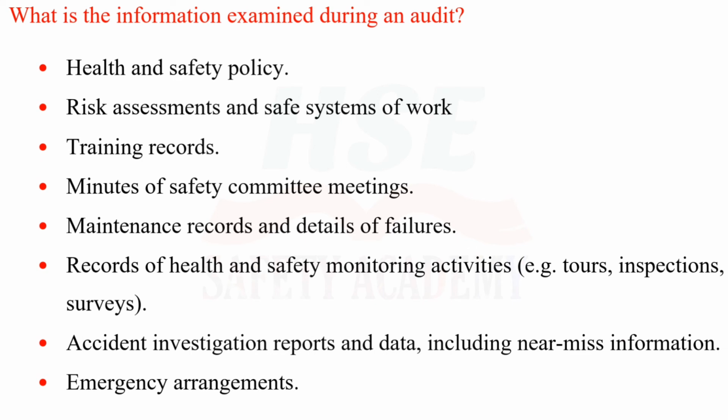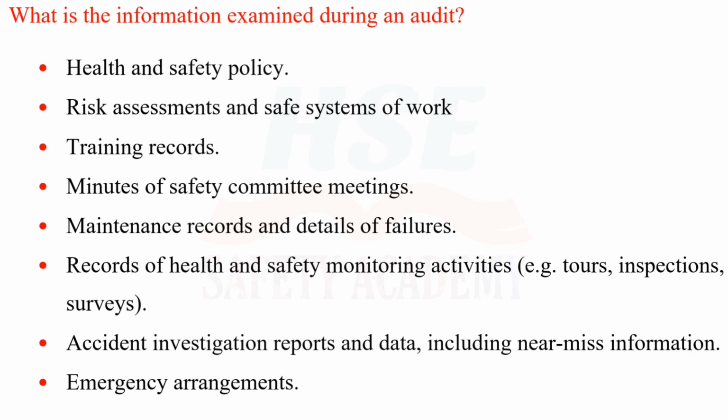What is the information examined during an audit? Health and safety policy. Risk assessments and safe systems of work. Training records. Minutes of safety committee meetings. Maintenance records and details of failures. Records of health and safety monitoring activities, for example tours, inspections, surveys.